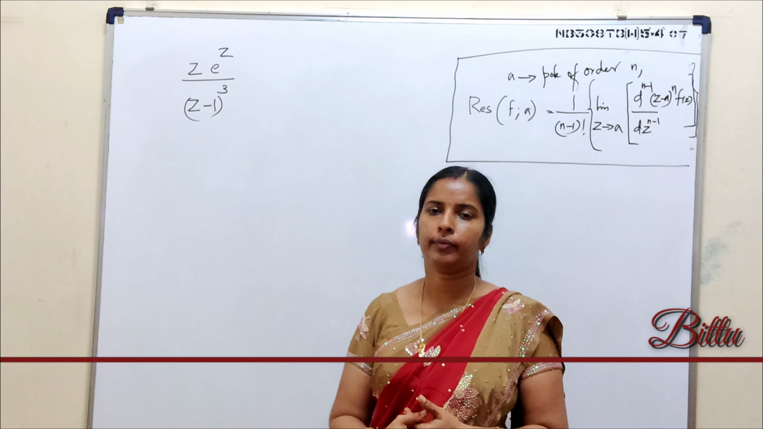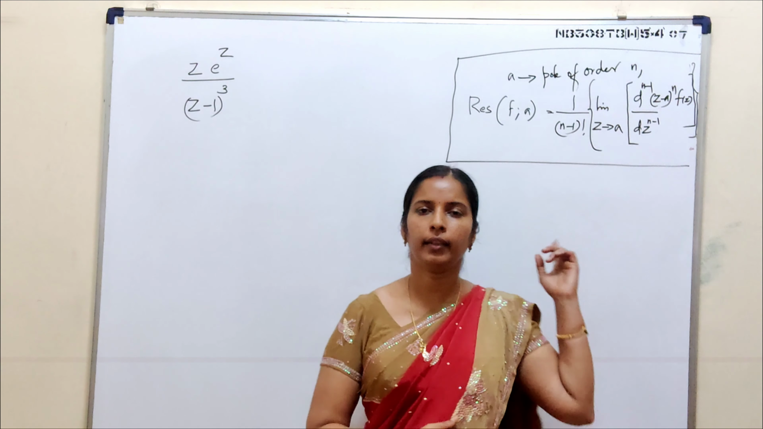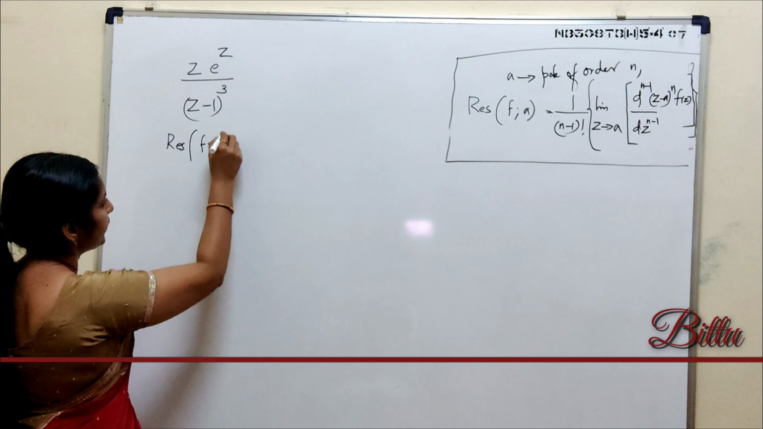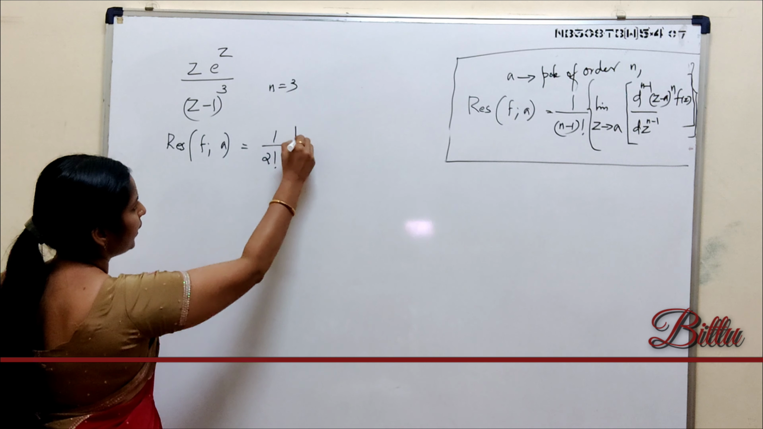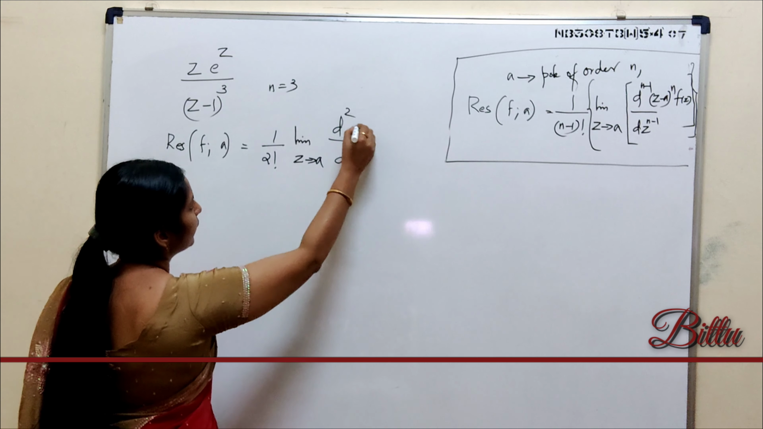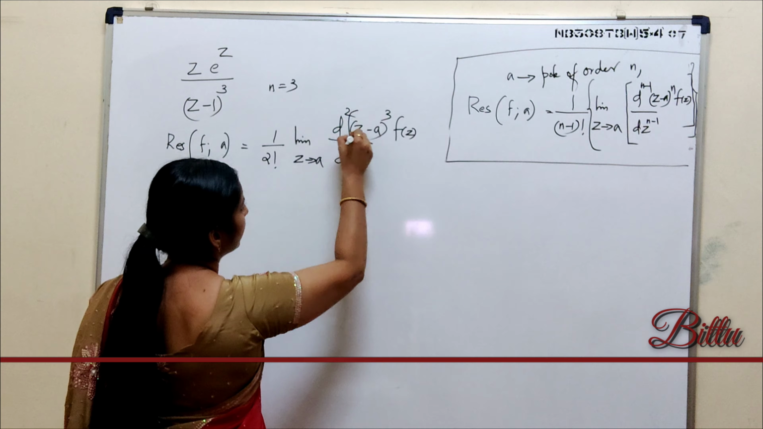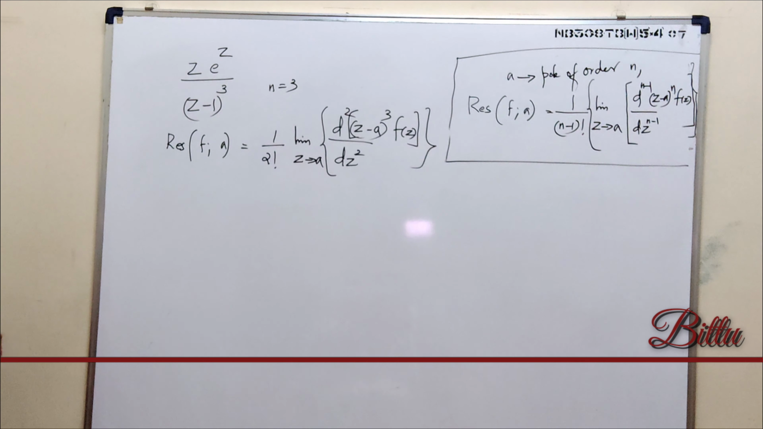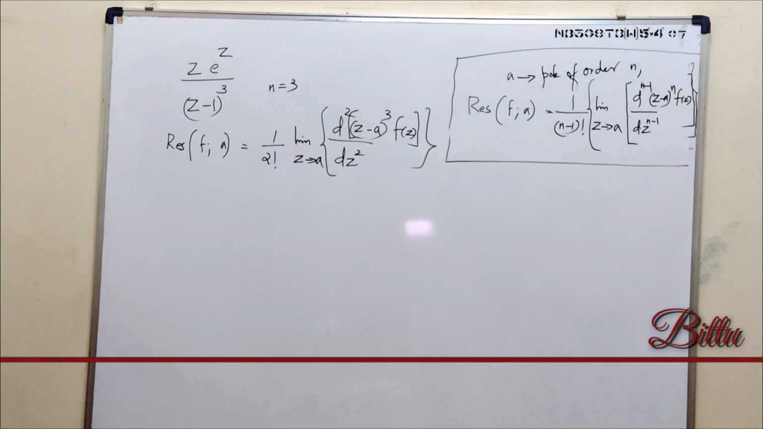See, in this function, here n equal to 3. So you put n equal to 3 in this equation. Residue of f at a is equal to, here n equal to 3, so 1 by 2 factorial, limit z tends to a, second derivative of (z minus a) the whole cube into f of z. Here you find the second derivative of this function, then you take its limit.